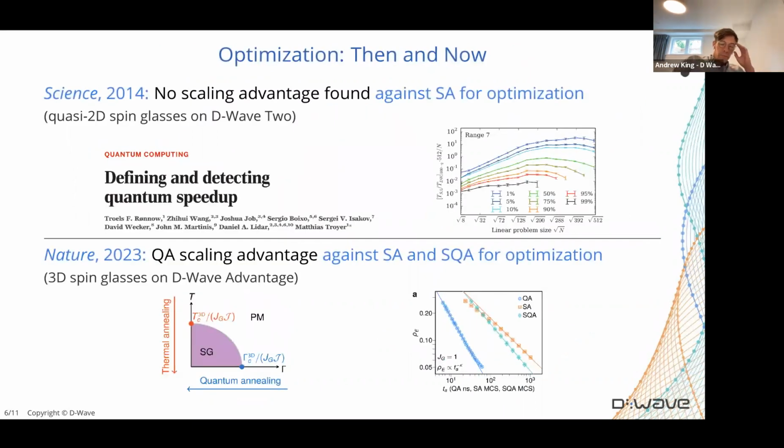So there's a group of scientists who asked the question, can we detect a quantum speedup in quantum annealing? And they asked this question about 10 years ago, and the answer was no. And it wasn't because of anything that they did wrong in their science. It's because of the regime in which they were looking. There were a couple of issues with the regime that they were looking at.